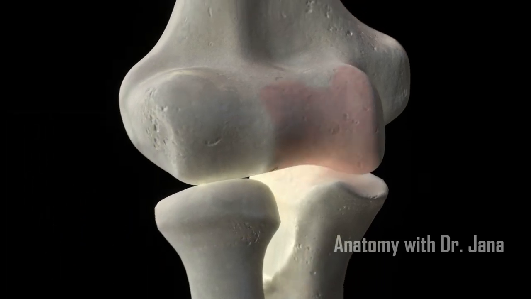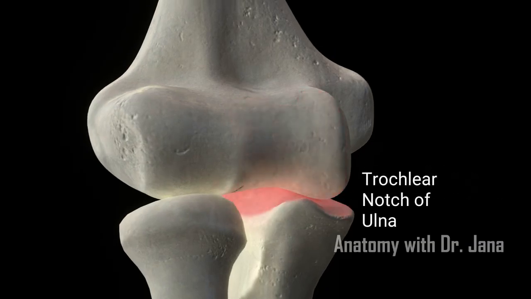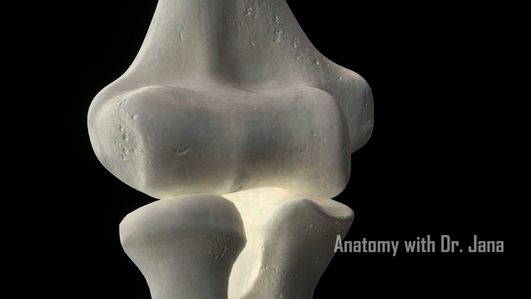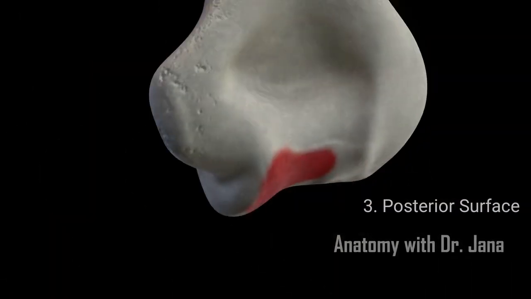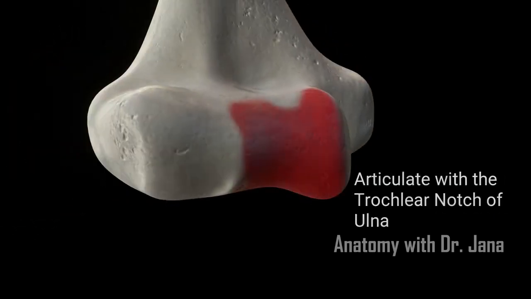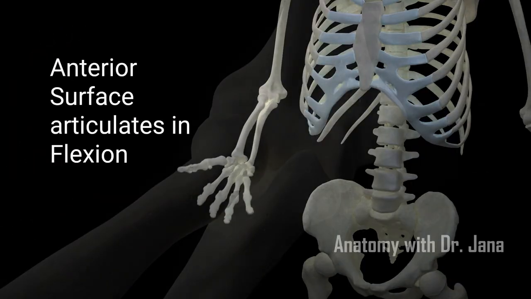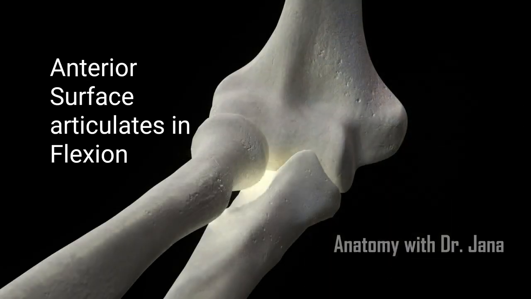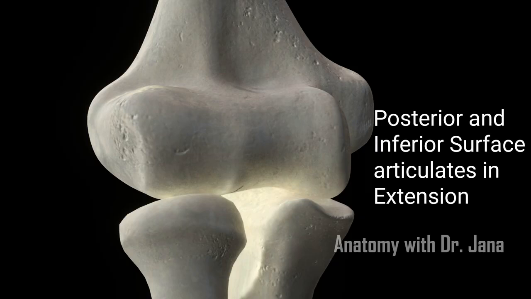Next, let's discuss the trochlea. The trochlea is an asymmetrical pulley. It articulates with the trochlear notch of ulna. It has an anterior surface, an inferior surface, and a posterior surface, all of which are articular, and they articulate with the trochlear notch of ulna. When the elbow is flexed, the anterior surface of the trochlea articulates with the trochlear notch of ulna, whereas in extension, the posterior and inferior surfaces articulate with the trochlear notch of ulna.